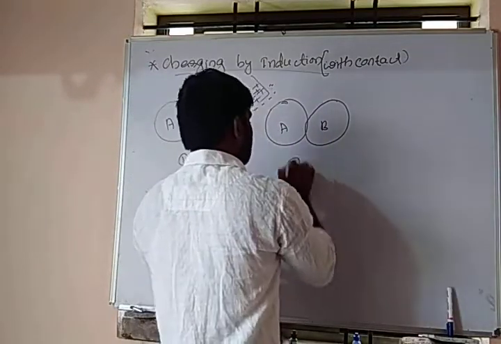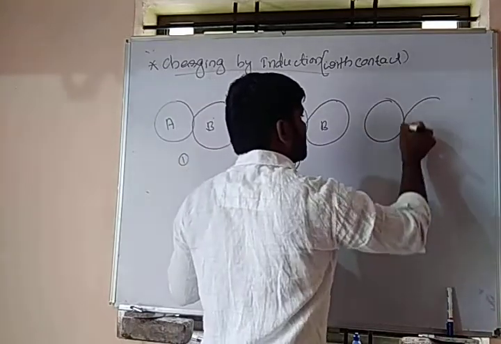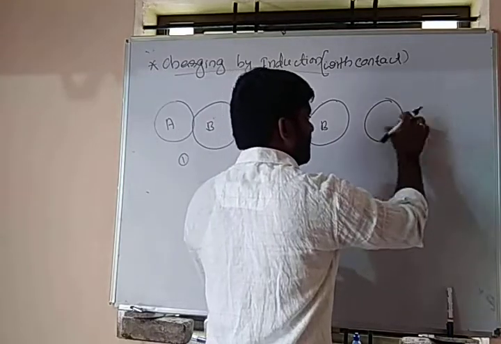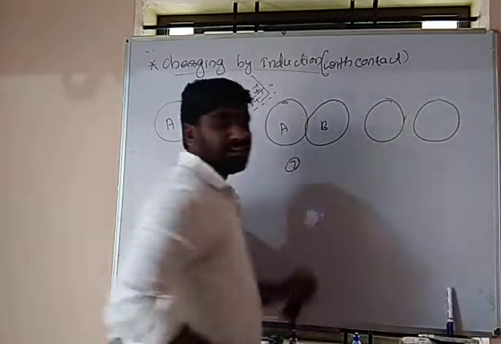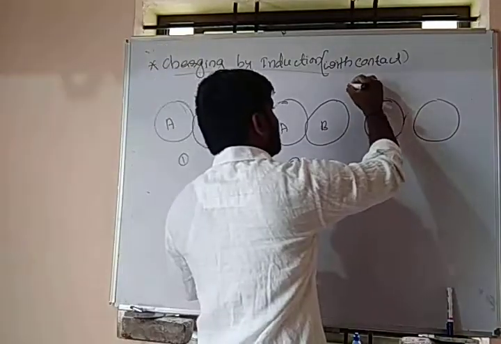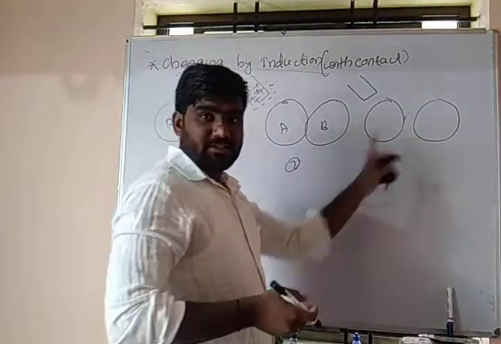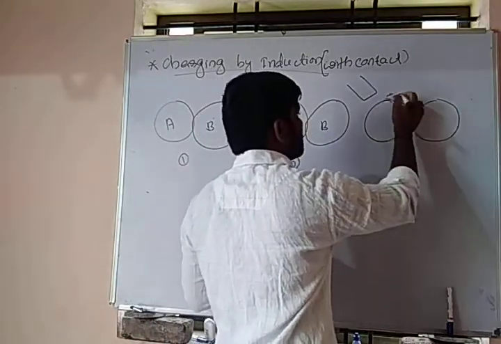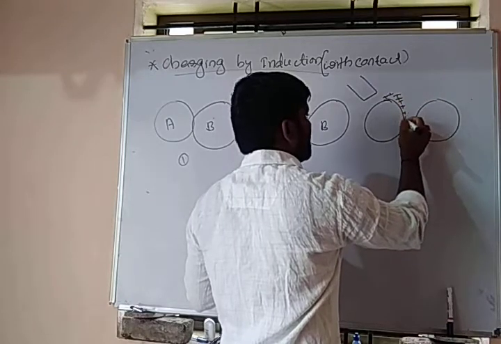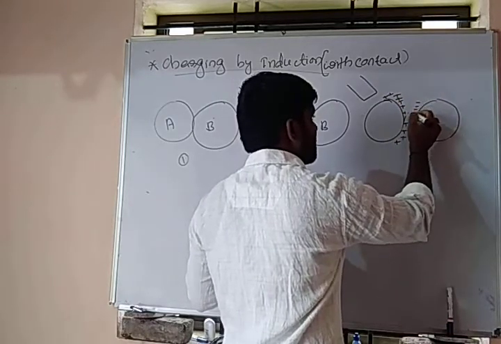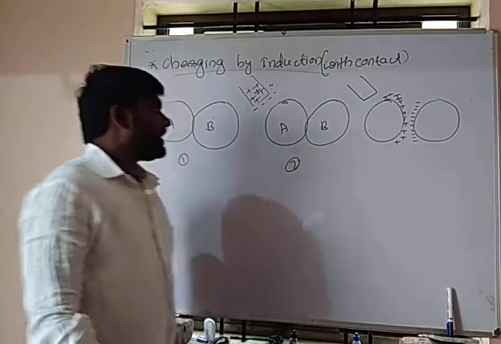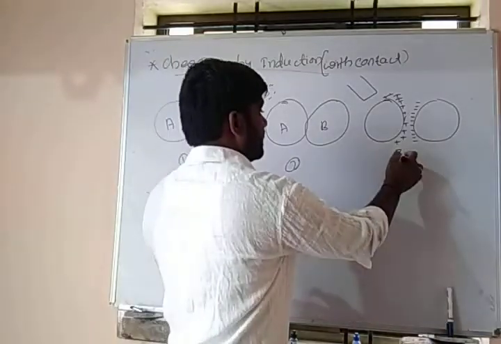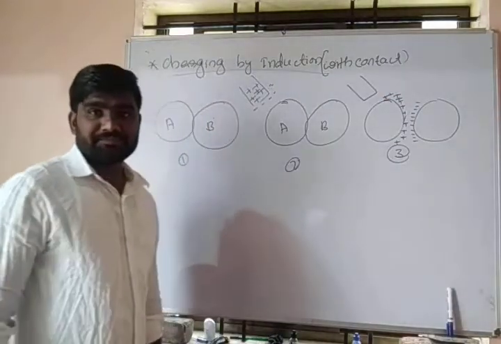In the third figure, figure number 3, what I am doing is making a little bit of distance between these two. Okay? If I make distance between these two spheres, then what happens? The positive charges accumulate on one sphere, and negative charges accumulate on another sphere. Let us call this figure number 3.